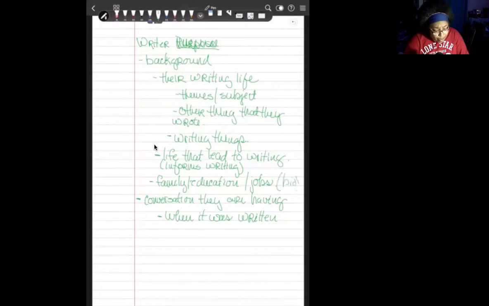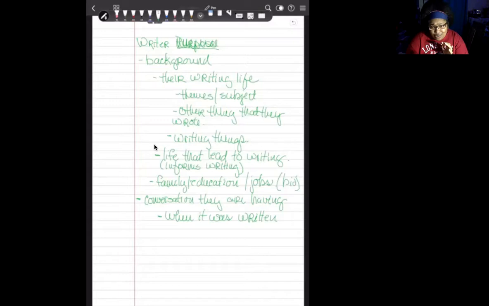So you want to pull their bio, and you want to pull more than one bio. Something like the Biography Channel, a lot of students pull that information because it's really good, but that information is very short. It's usually a paragraph or two, versus something you get from the databases, where you'll get a long, intricate, very well thought out bio that includes maybe the themes and subjects that the writer usually writes about. And then you want to think about the conversation that the writer is having.